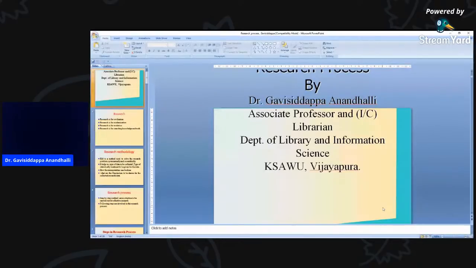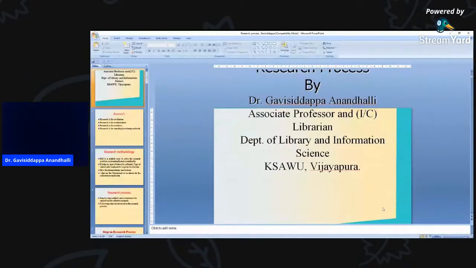These steps may sometimes be skipped, or sometimes you may carry out two steps at a time, or in some research cases we have to go from one step to another. Let us discuss each step in detail so that we understand the research process. Any scientific method of research involves the following basic steps.